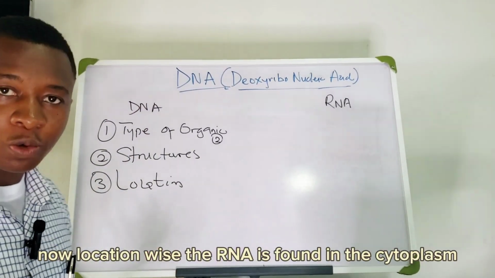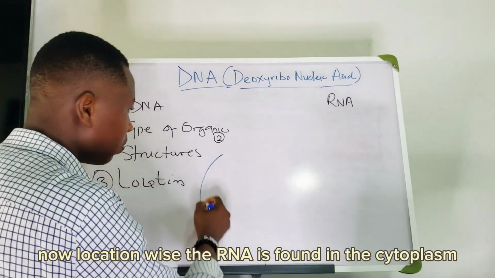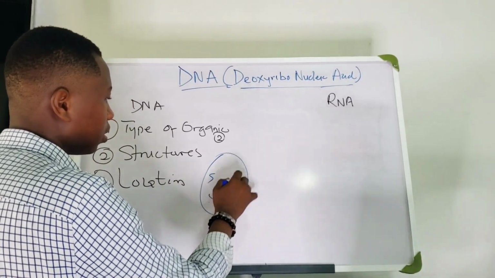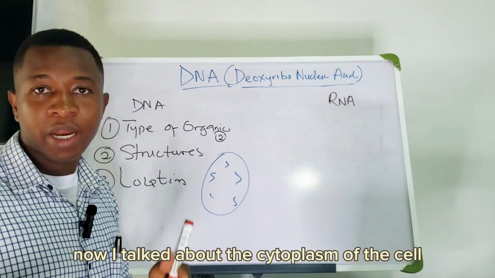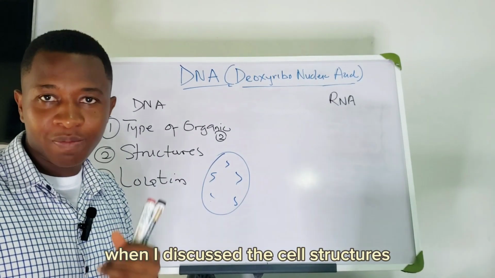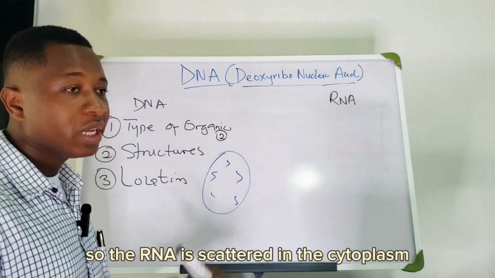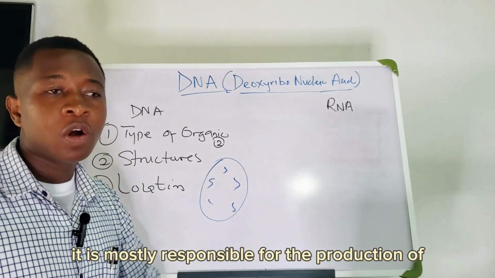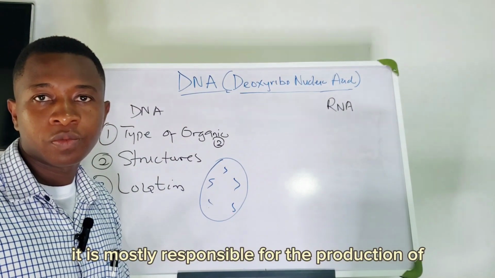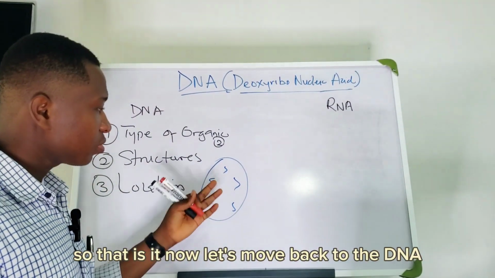Now, location-wise, the RNA is found in the cytoplasm mostly, in the cytoplasm of the cell. Now, I talked about the cytoplasm of the cell when I discussed the cell structures in my previous video. You can go and look it up. All right. So the RNA is scattered in the cytoplasm. It is mostly responsible for the synthesis of proteins and other biomolecules. All right. So that is it.